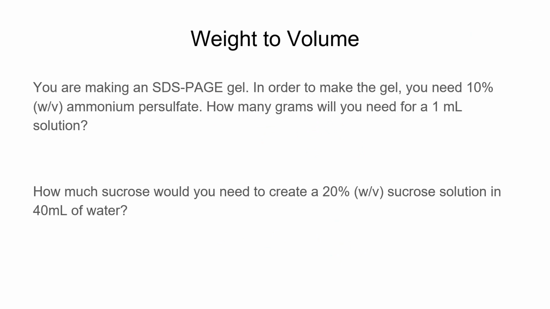You're making an SDS page gel. In order to make the gel, you need a 10% weight to volume ammonium persulfate. How many grams will you need for a 1 ml solution? We're trying to do a 0.1 because this is getting converted to a decimal, and we set that equal to x over 1 ml. So 1 times 0.1 is just 0.1 grams.